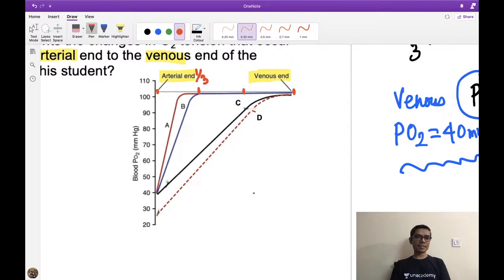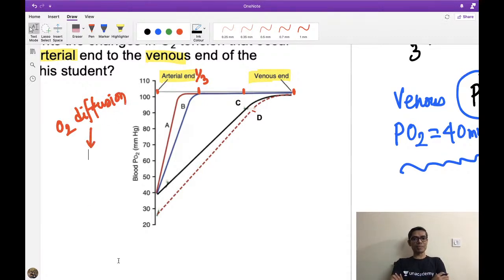Now looking at this curve, tell me which curve is the normal oxygen diffusion curve. A, B or C? What do you think? Oxygen diffusion equilibrium is complete in 1/3 of the time period. So if I had to choose only one curve from these two, then yes, exactly, very good. Now you are understanding. The B curve is the oxygen diffusion curve.